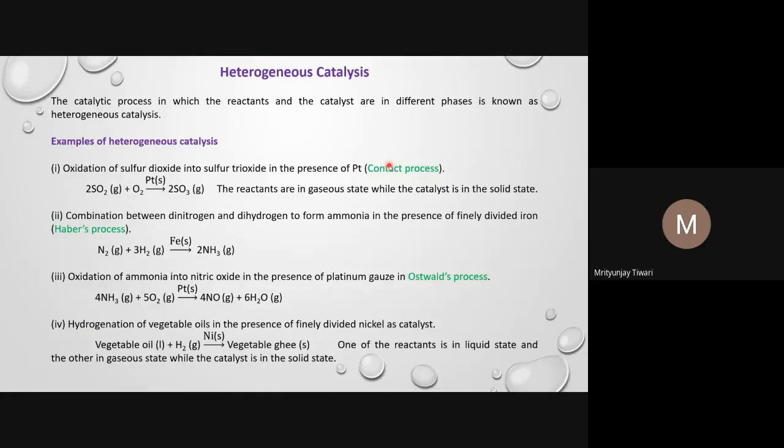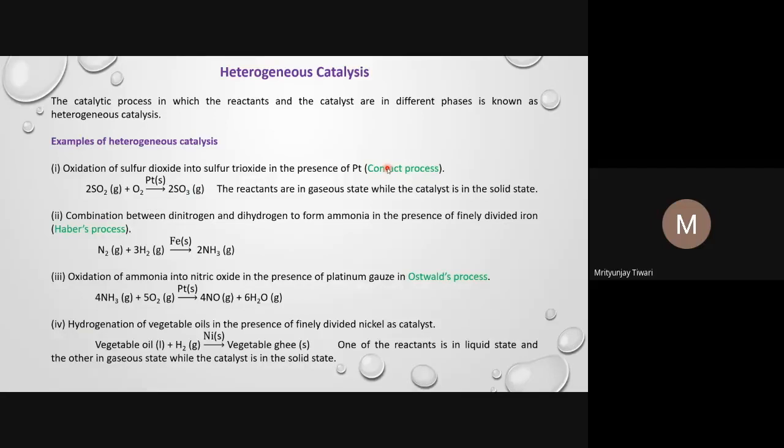Usually in heterogeneous catalysis we use solid surfaces or solids as a catalyst, and the reactants usually are in the liquid or gaseous phases. These kinds of examples are the examples of heterogeneous catalysis. So the catalyst and the reactants are not in the same phase. Reactants usually are either in the liquid or gaseous phase, and the catalyst is in the solid phase, of the solid state.